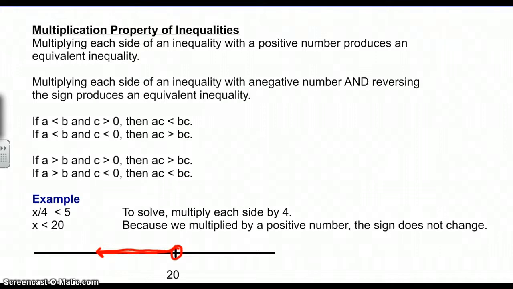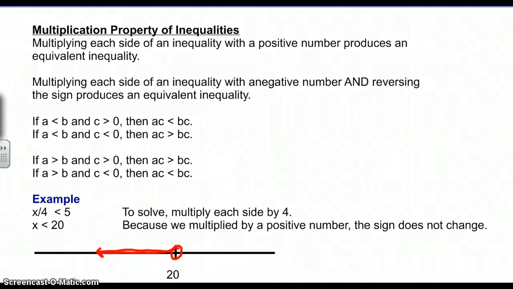Conversely, if you multiply each side of an inequality with a negative number, you need to reverse the sign to produce an equivalent inequality. This means that if A is less than B and C is greater than 0, then AC is less than BC. And if A is less than B and C is less than 0, then AC is greater than BC. You need to note here how the sign reverses when you're multiplying by a negative number.